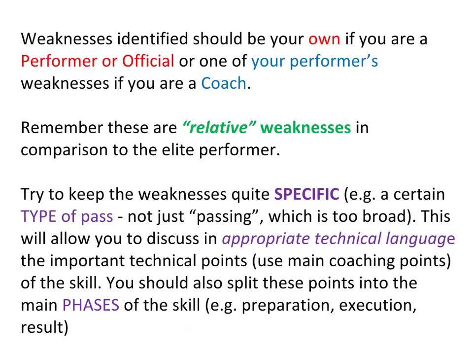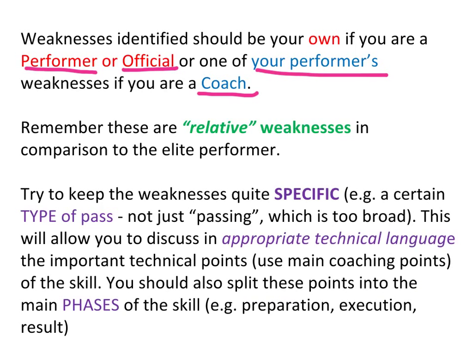So, a couple of just little tips, if you like. Your weaknesses identified should be yours if you are a performer or if you are an official, so it's your own. If you are a coach, you need to discuss your performers' weaknesses. So you're going to pick a performer that you coach and discuss their weaknesses. That just really determines how you're writing it, whether you're talking about yourself or another person.